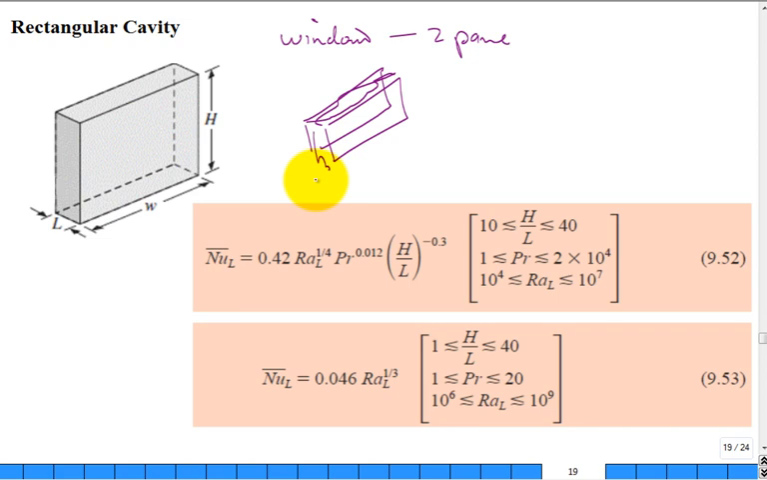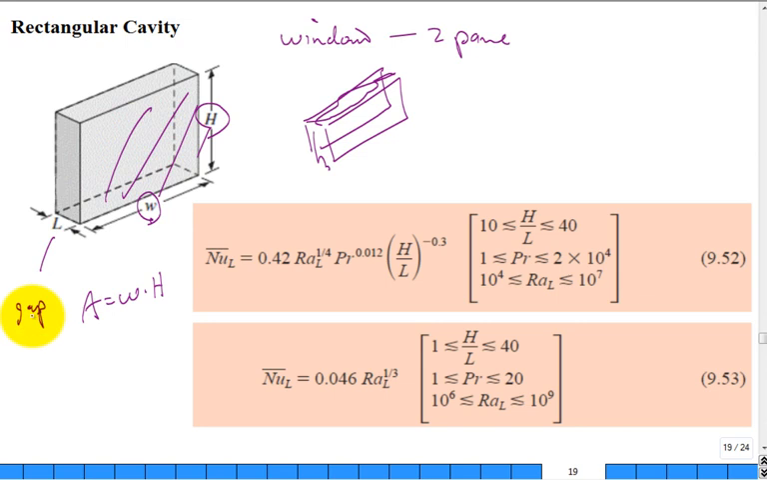So we can analyze basically what's happening in that rectangular cavity in the windows. And so here is a height H and the width. So this is the area. The area is W times H. And L is that gap thickness between the two panes. So on this side, it's all one temperature. On this side, there's all one temperature. And then the other four edges are just insulated.